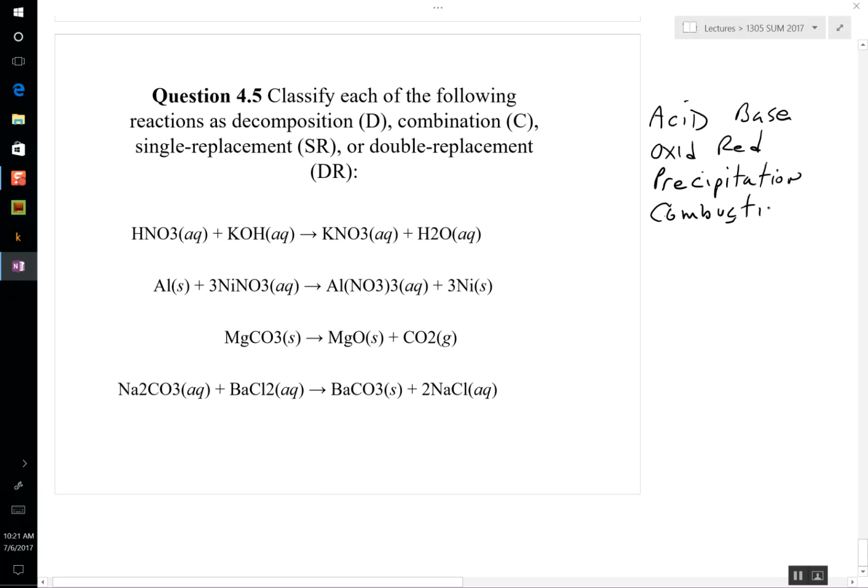Let's classify them this way. What type of reaction is the very first one? Acid base. Here's your acid. There's your base. So this is an acid base. All right, the second one.